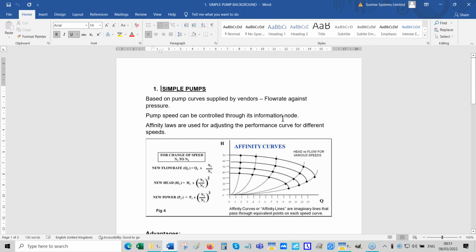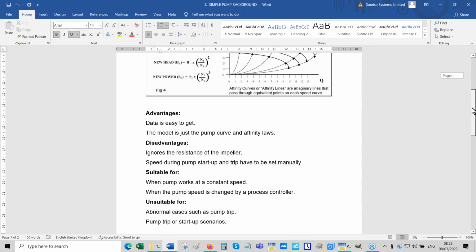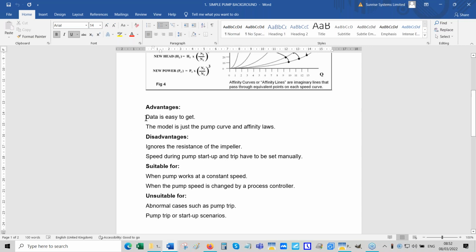You can also control the pump speed with an information node. But PIPENET itself cannot calculate the speed change in the pump because speed change of the pump depends on many things, like the moment of inertia, and the torque, and things like that. And PIPENET doesn't use the data. What are the advantages? The data is easy to get. The model is just the pump curve and the affinity laws. The affinity laws are built in, so you don't need to input them.